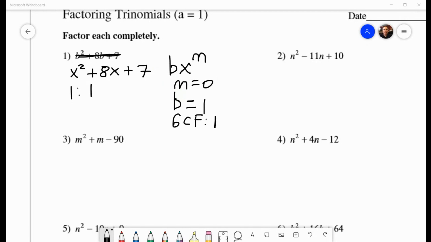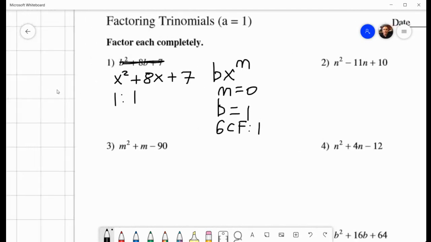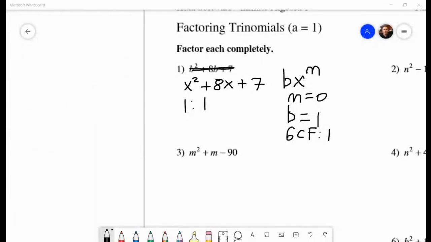Okay, now I'm running out of room. Let me see if I can make more room here. Oh boy, I miss teaching in class. Here we go. Okay, I'm going to try and make more room. Bear with me. Oh man, that's awesome. Okay, that should be good, right?